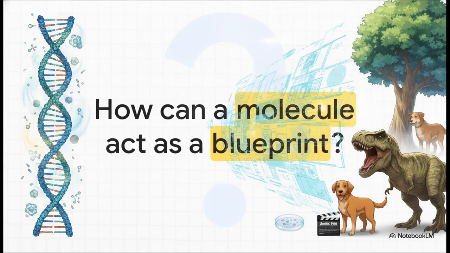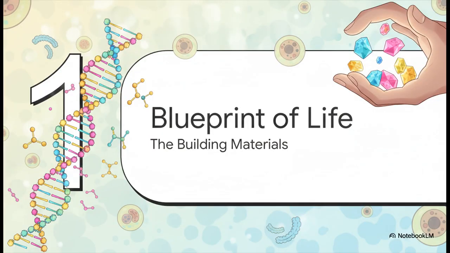Because this brings us to a massive, totally mind-bending question. How can a mere molecule, just a twisting, microscopic ladder of atoms, act as a blueprint for something as incredibly complex and wonderful as a tree, a dog, or a dinosaur? If you've ever taken basic biology or even just watched Jurassic Park, you've definitely heard that DNA acts as a recipe for living things. But how exactly does it pull that off? Let's find out. Okay, let's dive into this.